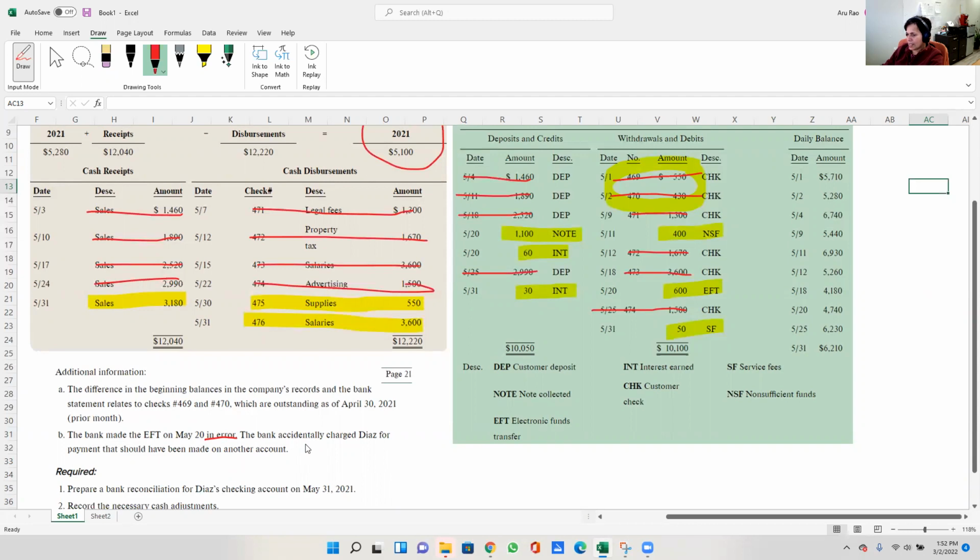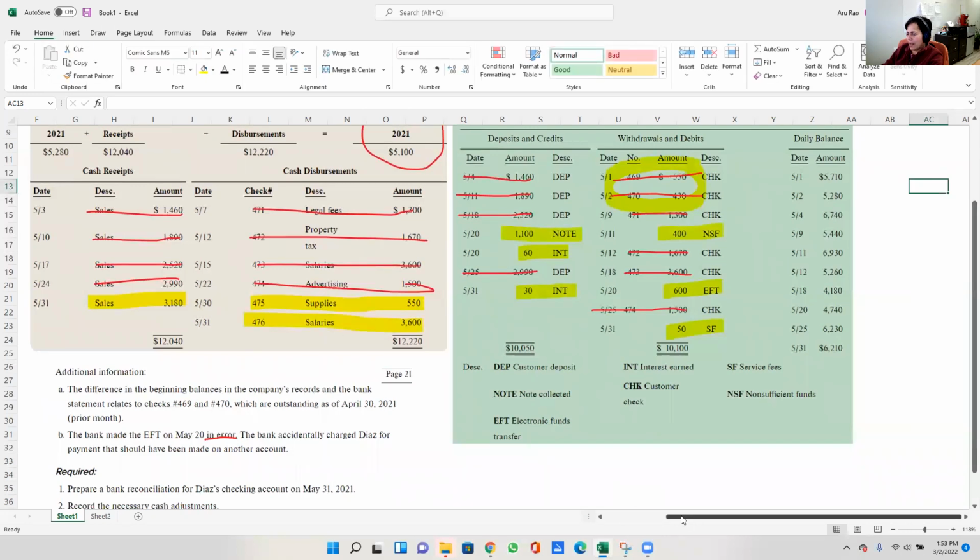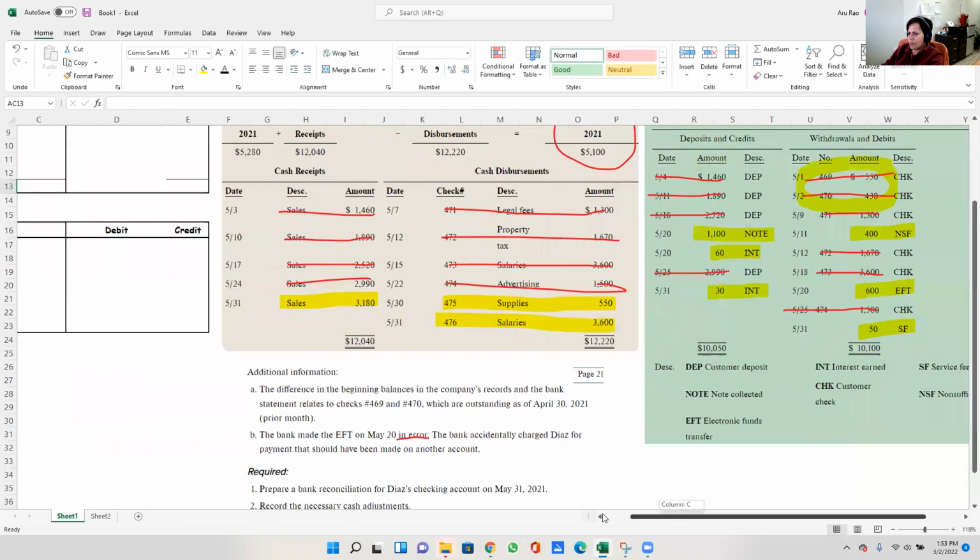The bank accidentally charged us for the payment that should have been made on another account. So someone else was making that electronic funds transfer of 600, but they took it out of my account, which means they need to add it back to my account. So I definitely need to worry about this. Okay. Now that I have this taken care of, let me create my bank reconciliation statement.